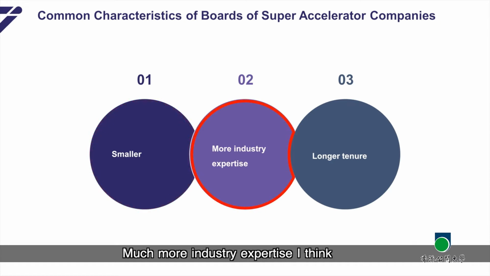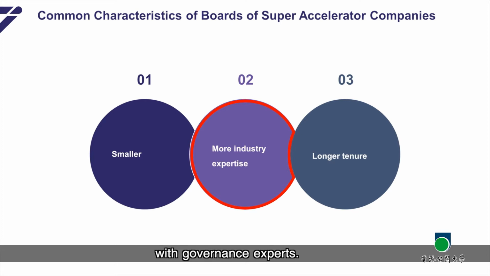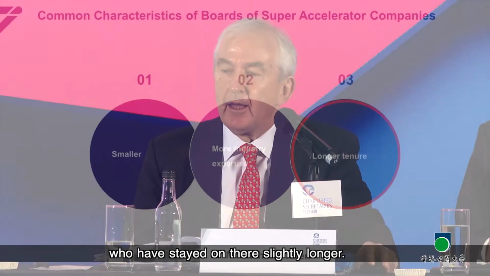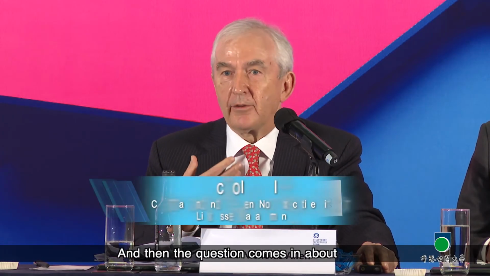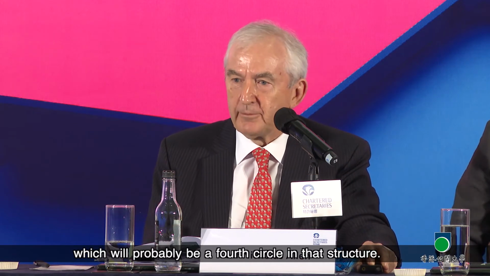Much more industry expertise, I think, than we probably currently have around board tables at the moment. We've tended to populate our boards with governance experts, and we need to get the balance right between people who really understand that industry. And successful boards tend to have people who have stayed on there slightly longer. And then the question comes in about experience as a CEO and experience as an entrepreneur, which will probably be a fourth circle in that structure.